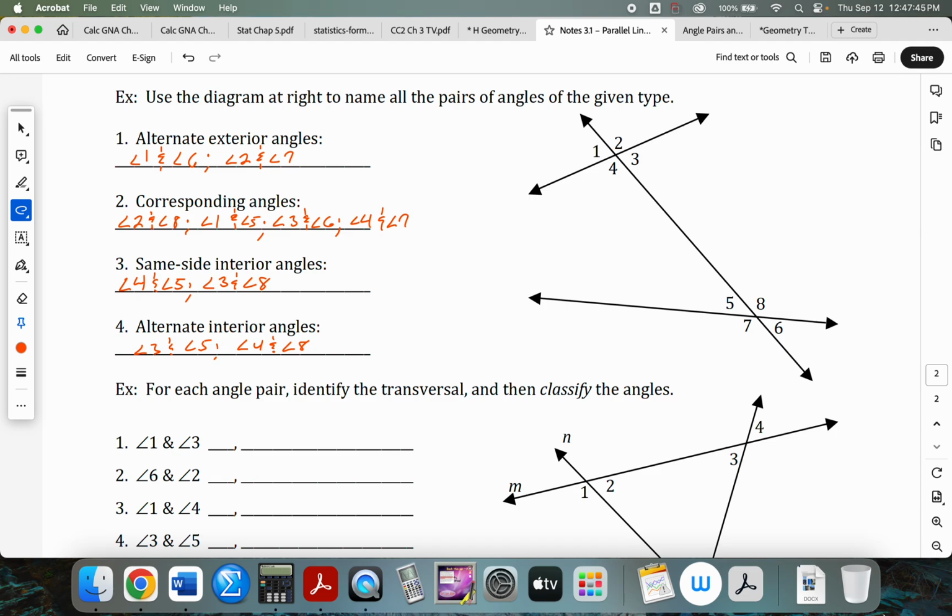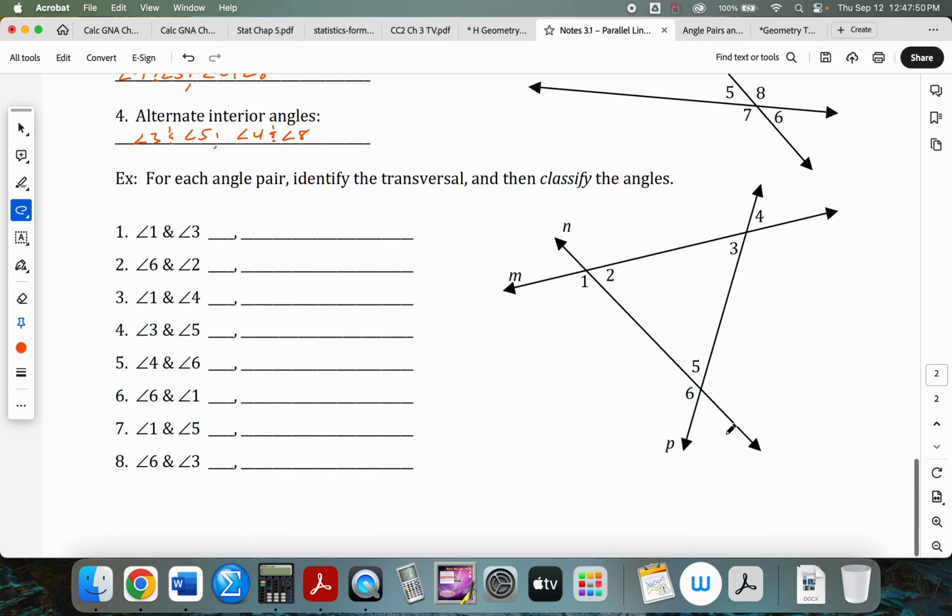All right, so let's go to a slightly more complicated diagram. It says for each angle pair, first identify the transversal. Then classify the angles as to what type of angles they are. So let me show you on the first one. If I'm talking about angle 1 and angle 3, what's the line that crosses from angle 1 to angle 3? M. That's the transversal. Remember, transversal means to cross from one thing to another.